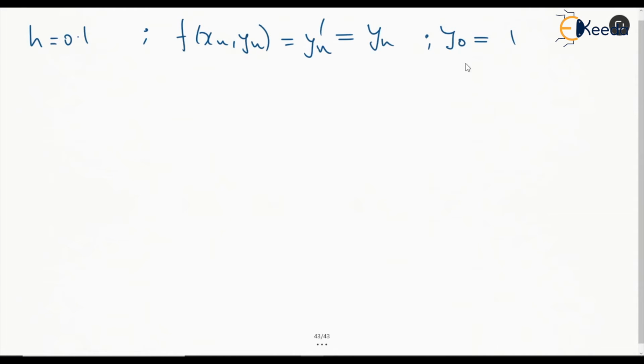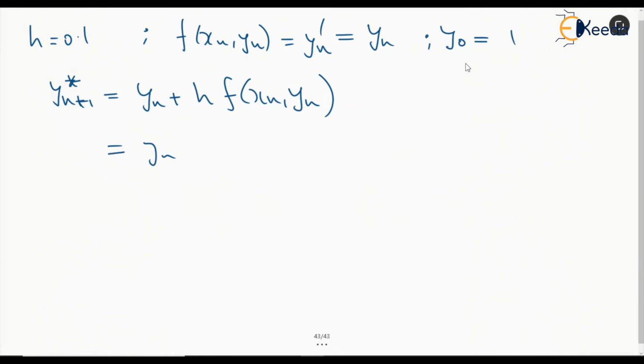So let's see what is yn plus 1 star first. This is yn plus h times of f of xn comma yn. So this is yn plus h is 0.1 times of function of x and yn, which is nothing but yn again. So this becomes 1.1 times of yn.